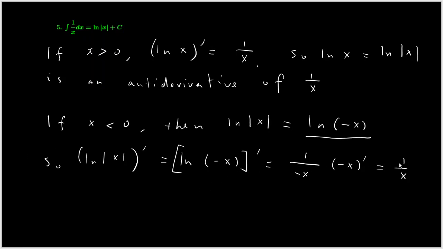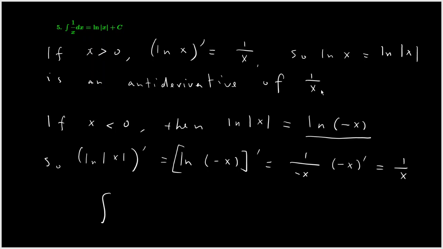What I'm trying to say is that when x itself is negative, the natural log of the absolute value of x is an antiderivative of 1 over x. For the first case, if x is positive, you have seen natural log of the absolute value of x is an antiderivative of 1 over x as well. Now we combine the two cases.